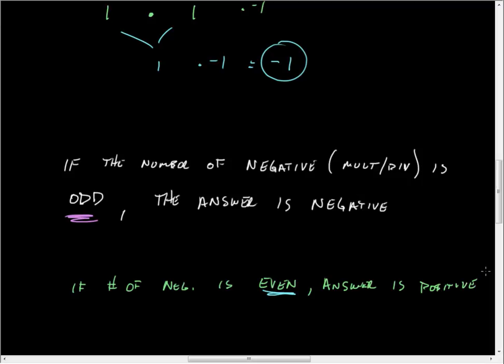Okay? So if the number of negatives that you're multiplying together is odd, then the answer is negative. If the number of negatives you're multiplying together is even, the answer is positive. And this also works with division, which I'll talk about in a later video.